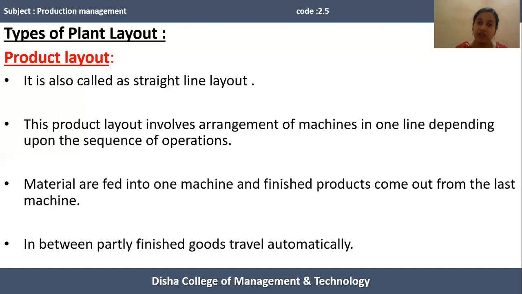Means the manufacturer first has to issue the material to the ginning machine. He has to feed the material into the ginning machine, and after processing the material in the ginning machine, the manufacturer will be able to get pure cotton. Whatever the output of the ginning machine, that is the pure raw cotton, can be used as input for another machine, that is, the spinning machine.